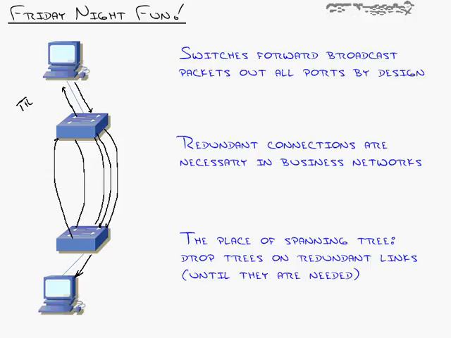So the place of the spanning tree protocol is to drop trees on redundant links until they are needed. That's my little homonym, if you will, to help people remember what spanning tree is all about. Spanning tree will look at your switch network and say, oh, there's a redundant link. Let's go ahead and drop a tree on that line and disable it. That's really what spanning tree does. It looks more like a big cauliflower.